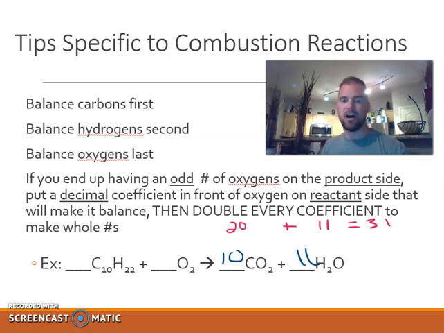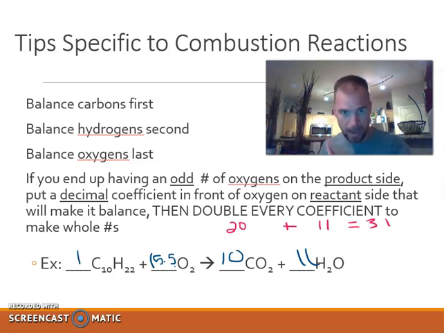So you notice how you have an odd number of oxygens on the product side, 31. So the question is, okay, well, shoot, what number do I put here times 2 that's going to give me 31? Well, you're going to get a decimal number, right? But go with it. What number times 2 would give you 31? And the answer is 15.5. So technically speaking, if I were to put a 15.5 right there, this is balanced.